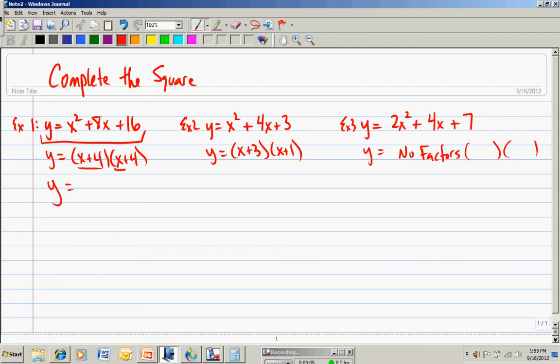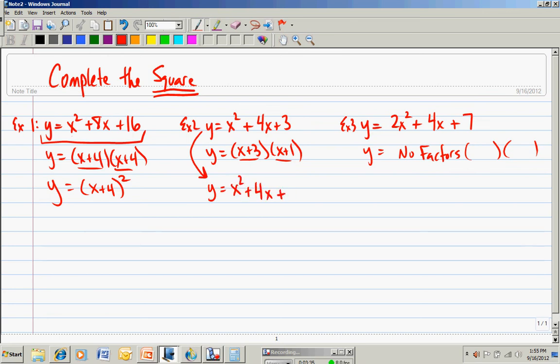Going back to example 1, since the factors were identical, you could actually write it as x plus 4 quantity squared. This is known as a perfect square. This is why we call the process completing the square. Our goal is to create a perfect square. In example 2, you realize that the factors are not identical. This would not be a perfect square, but you can still create a perfect square. And let me show you how.